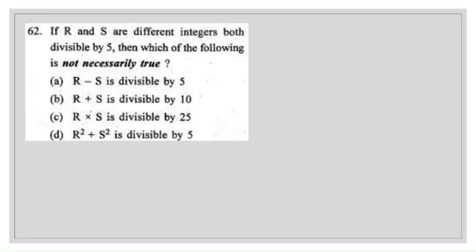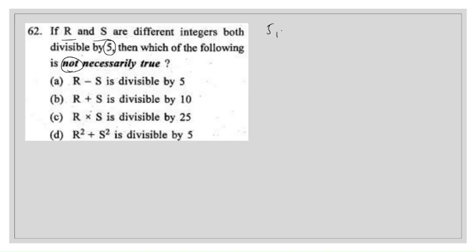In this video, we will be continuing with the UPSC questions related to the topic number system. So the first question says, if R and S are different integers, both divisible by 5, then which of the following is not necessarily true? Which means that out of these options, which is that one thing that is not compulsory, that will not necessarily hold. Now there are two integers, R and S, and they are both divisible by 5.